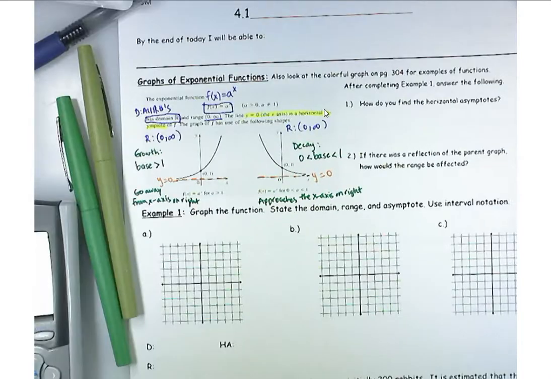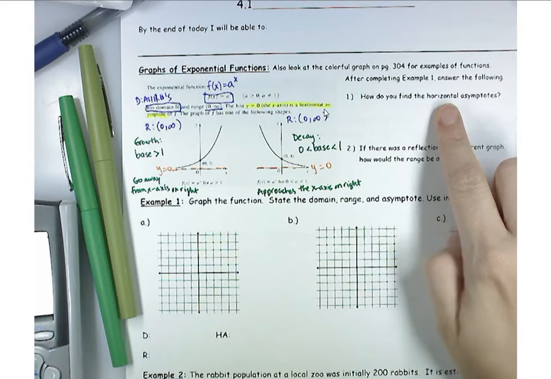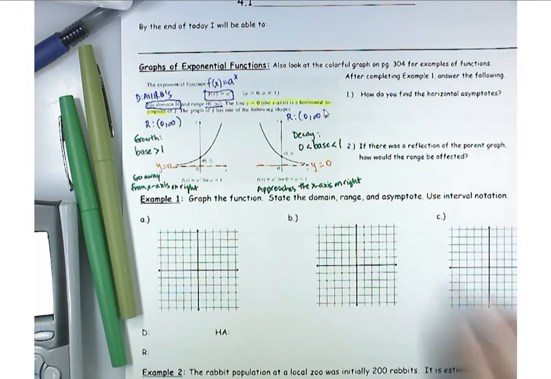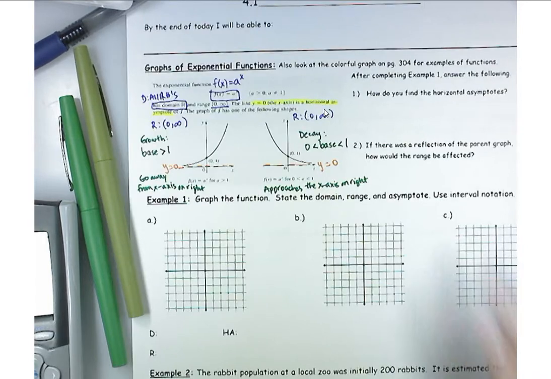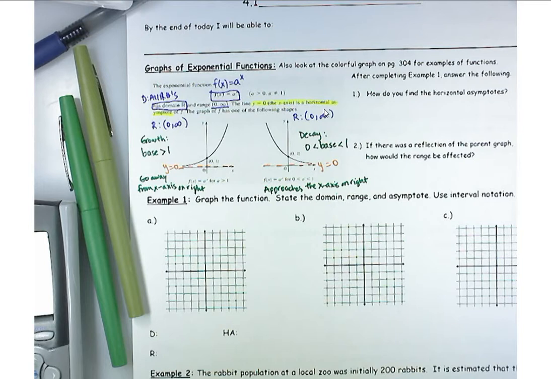And then this says, after completing example 1, answer the following. So we're going to keep this in mind. How do you find the horizontal asymptotes? And if there was a reflection of the parent graph, how would the range be affected? Okay, so we're going to do example 1 first, and then we are going to come back to that.